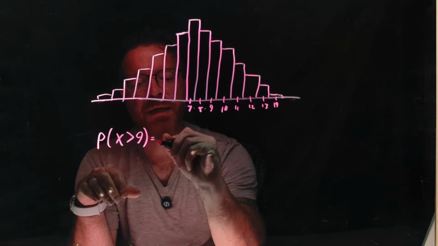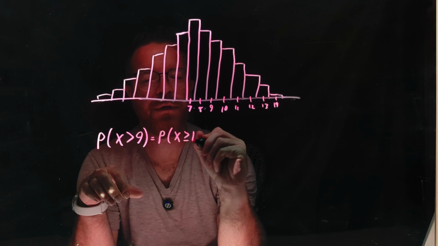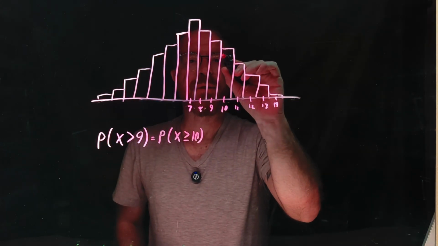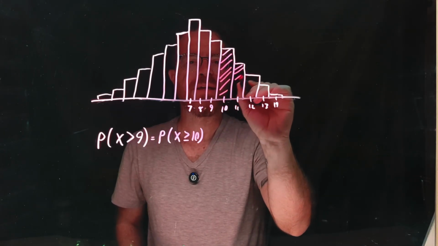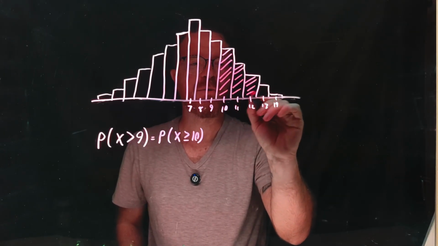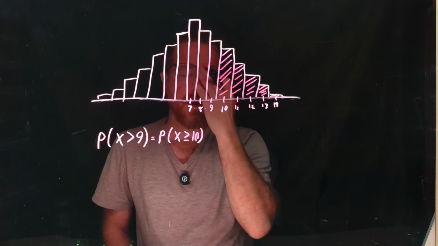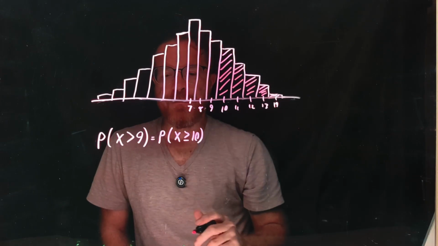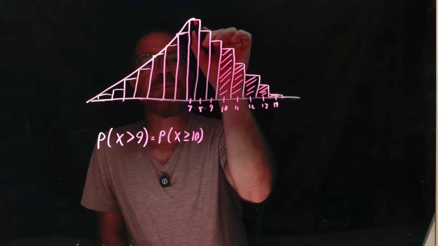So this would actually be the probability that x is greater than or equal to 10. So in that case, I would be finding this probability. I'd find the probability of getting a 10, the probability of getting an 11, getting a 12, a 13, and a 14, let's say. So this is probability of 10, 11, 12, 13, and 14.